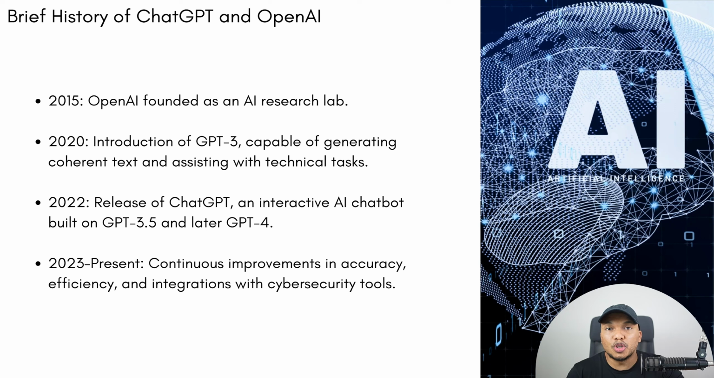Now, in 2022, we had the actual first release of ChatGPT, an interactive AI chatbot built on GPT 3.5, and then later, of course, GPT-4. And of course, in 2023, till the present date, we've been having continuous improvements in accuracy, efficiency, and integrations with cybersecurity tools. Now, as efficient and as fantastic as ChatGPT is today, I can only imagine just how much more powerful it's going to be, let's say 3-4 years from now. And not just ChatGPT alone, but other AI models out there, Gemini, Claude, the list goes on, how much more powerful they are going to be.